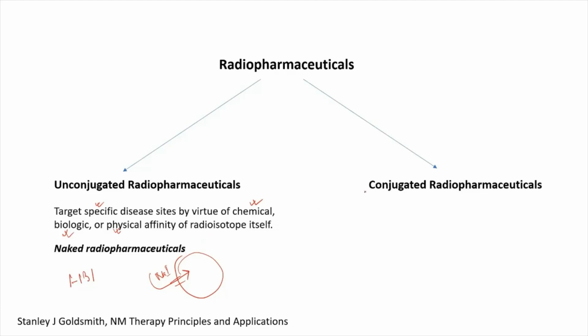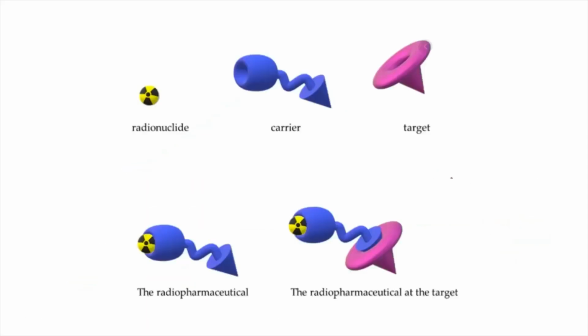Now in the case of conjugated radiopharmaceuticals, a radionuclide or radiometal is tagged to a ligand or carrier molecule, and this ligand or carrier molecule is very specific for a defined target. The target can be any protein, any receptor, and so on. For example, here the carrier or ligand is specific for this particular receptor, so the carrier will bind to the target. What we are doing here is tagging the carrier with a radionuclide.